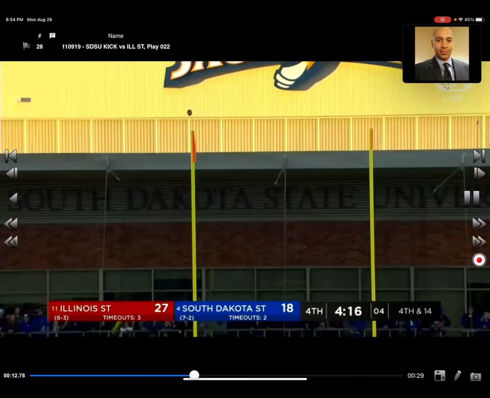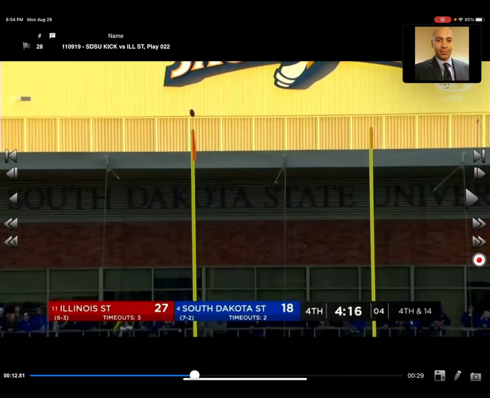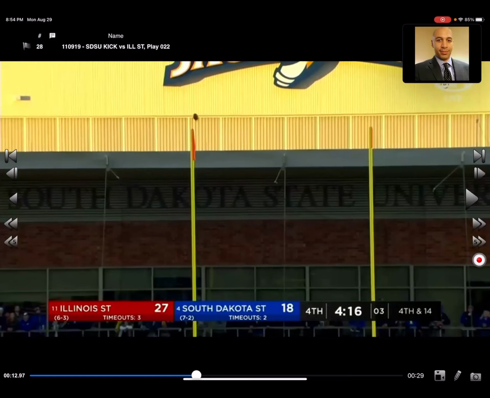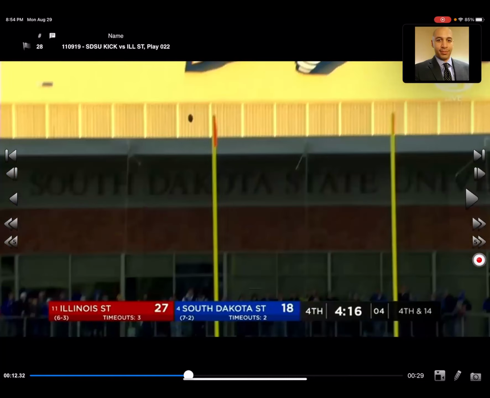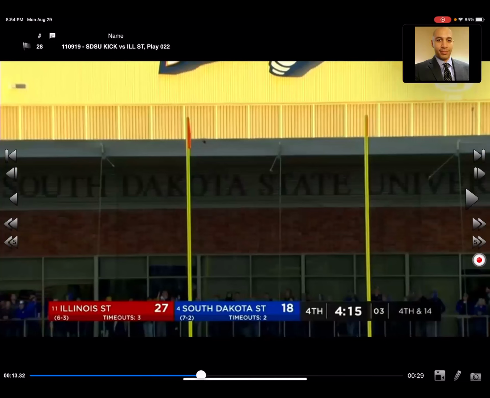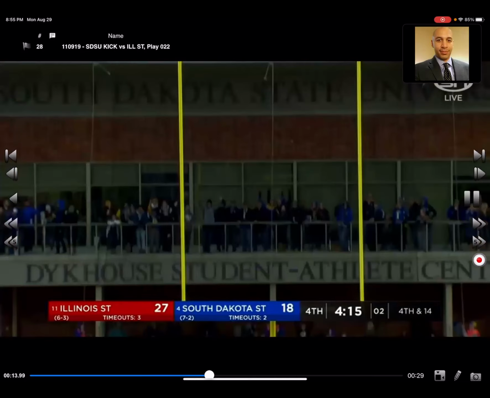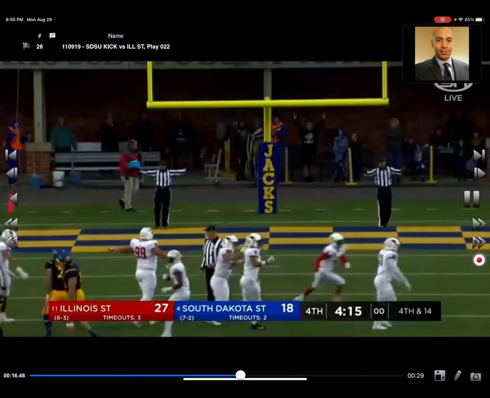Look at that one. That was a little closer than the other one. Again, this is non-reviewable. From 35 being done under the upright. Hopefully you guys get it right. But no, we cannot help you, unfortunately.